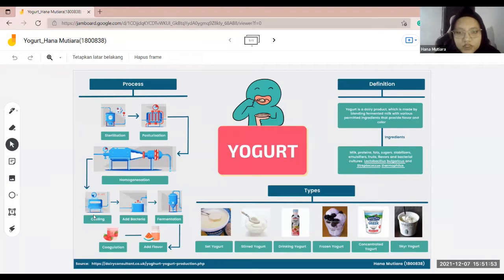This is done because the mixture needs to be cooled first so that the bacteria are not killed by the high temperature. And then after that, we need to add the bacteria. As I have mentioned before, to make yogurt, we need to add some good bacteria, which are lactobacilli and also streptococcus, also known as lactic acid bacteria. These lactic acid bacteria are known as the starter culture. And then after that, there is fermentation.